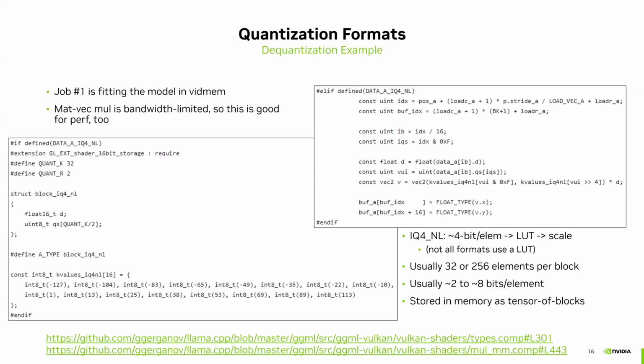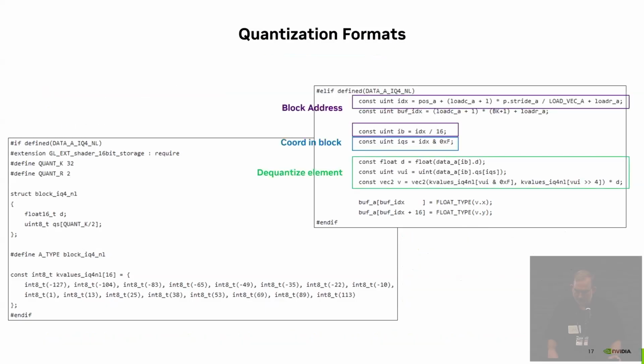These formats don't all have lookup tables. Several do, several don't. They're usually either 32 or 256 elements per block, usually around 2 to 8 bits per element, and they're stored in memory just as an array or tensor of blocks. And it reminded me a lot of the block compressed texture formats. It's a similar way of storing things.